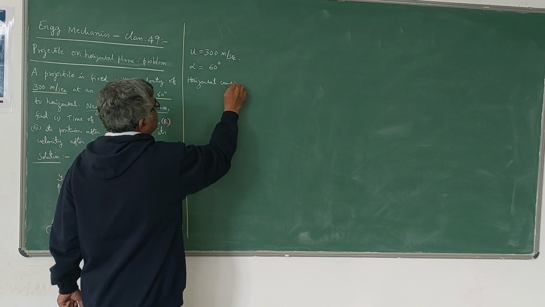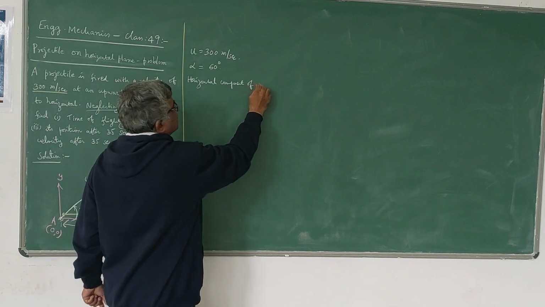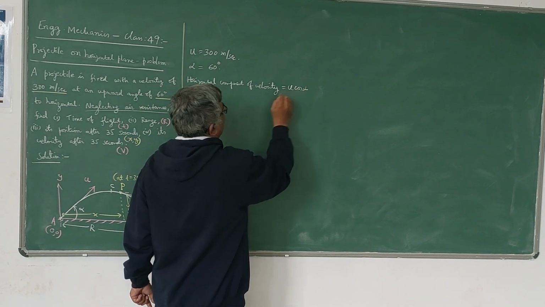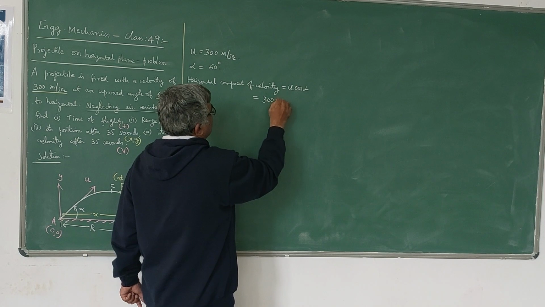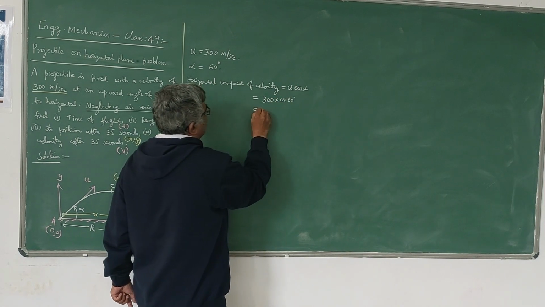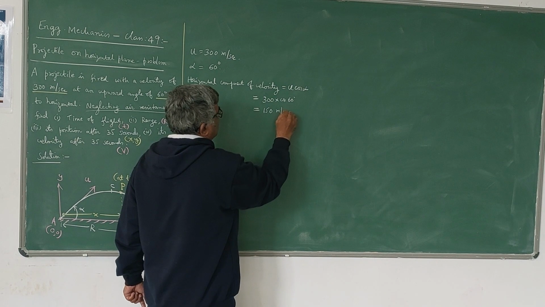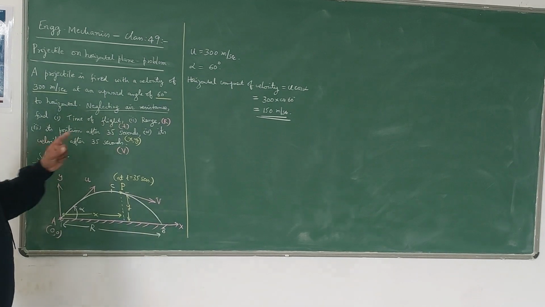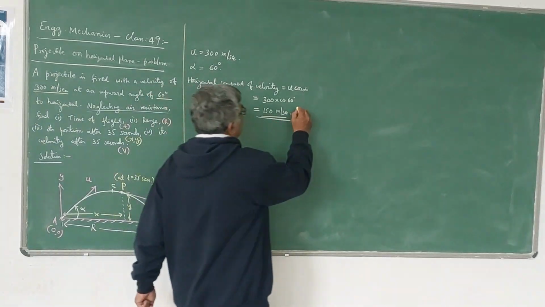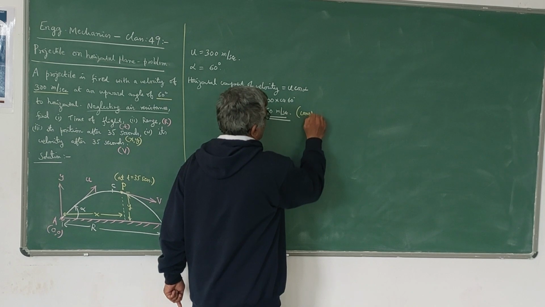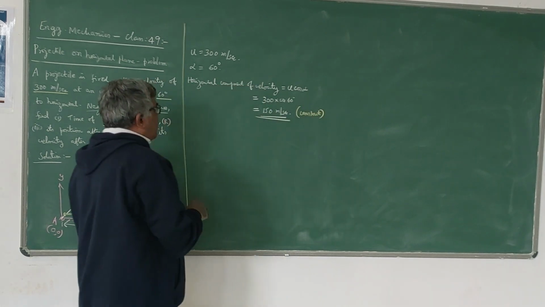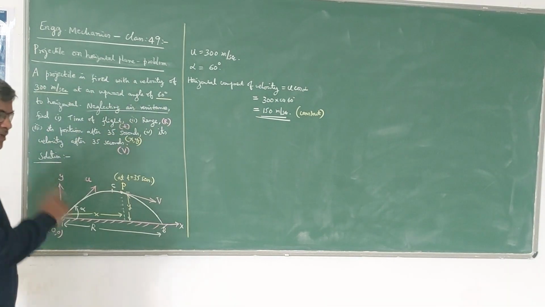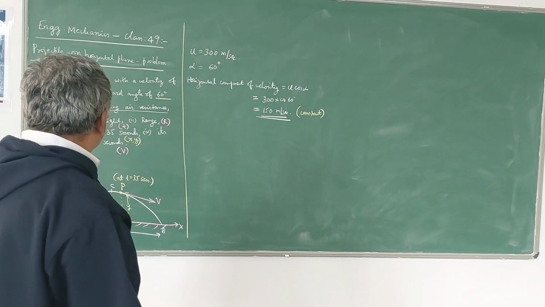remains the same throughout the flight, which is u cos alpha. So the horizontal component of velocity, you know, is u cos alpha, which is nothing but 300 into cos 60, which is 150 meters per second. So this is the horizontal component, and it remains constant. Please note that the horizontal component of velocity remains constant throughout, whereas the vertical component will change. So this is constant. The vertical component of velocity will go on changing, because it will be under acceleration due to gravity.